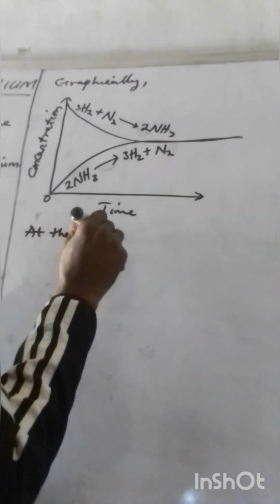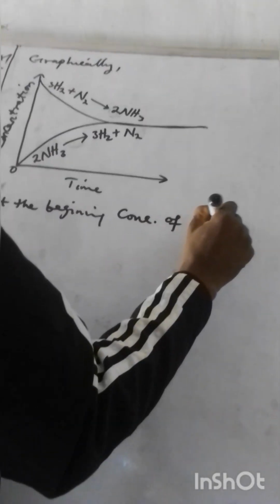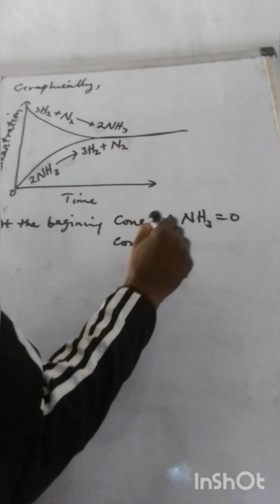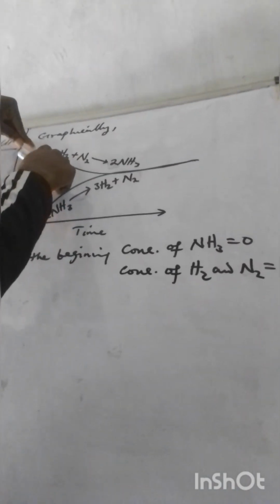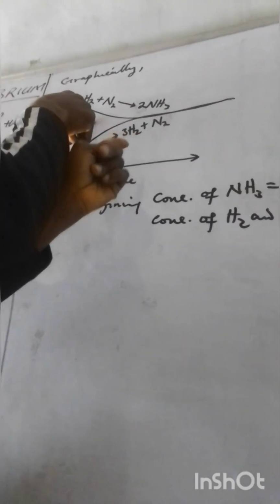So what happens? At the beginning, the concentration of ammonia is 0. Look at it. The concentration of ammonia is 0 when the reaction begins. And the concentrations of hydrogen and nitrogen are positive. That is the beginning, because when the reaction begins, there is no product. As the reaction proceeds, the concentration of the reactants keeps decreasing. If you follow the graph, you see that the concentration keeps decreasing with time.